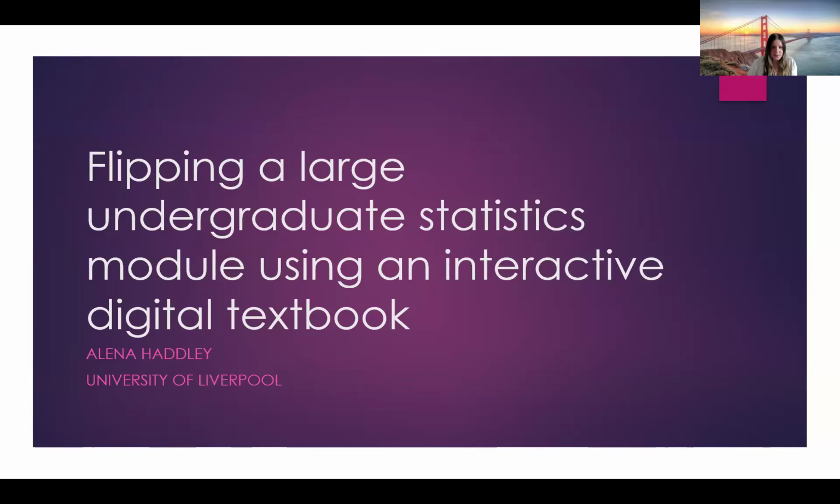So today I would like to share with you how I use the flipped classroom approach in a large undergraduate statistics module.